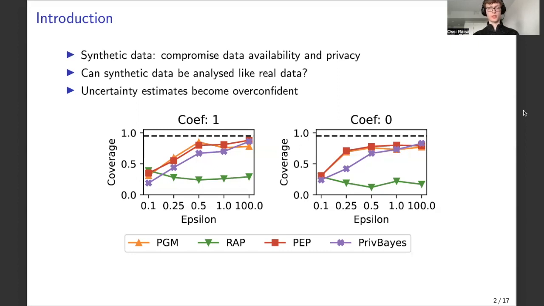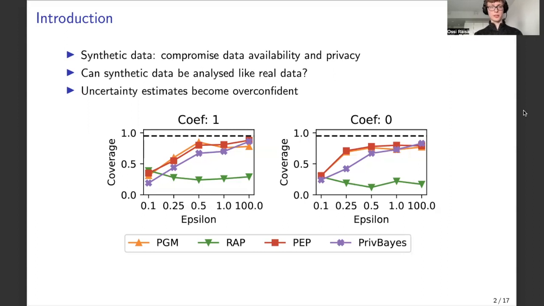Now, a natural question is, can we just analyze the synthetic data like real data? It turns out that in some cases we can't. For example, if we want uncertainty estimates, like confidence intervals, they become overconfident if you ignore the synthetic data generation in your analysis.